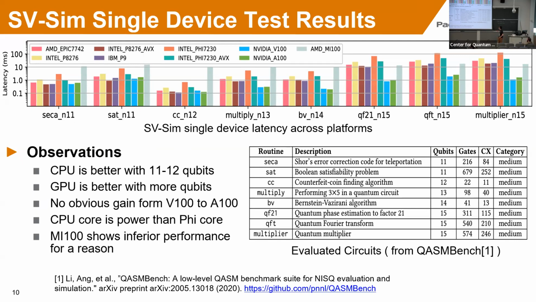And the observation is that for small circuits, the CPU performs better, while for large circuits with sufficient workloads, the GPUs actually work better. We didn't observe a sufficiently large performance boost from the V100 to the A100, but you will see later that on the density matrix simulator, we actually observe very good performance gains from this architecture change. And we are working on performance optimization for the MI100 AMD GPUs because currently it shows inferior performance.